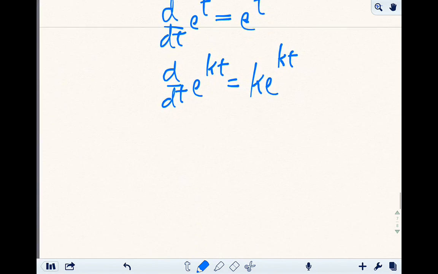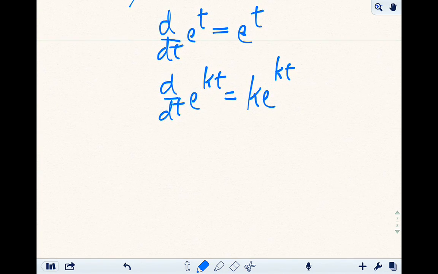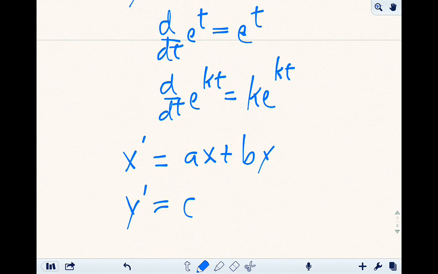Now we're considering systems of linear equations. So a system could be written as follows. The rate of change of x with respect to time equals ax plus by, and y prime equals cx plus dy. This is the most generic form of a coupled set of two differential equations.